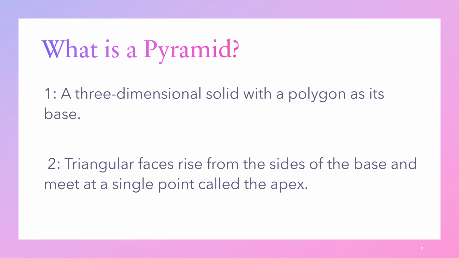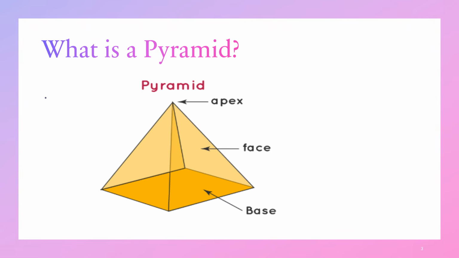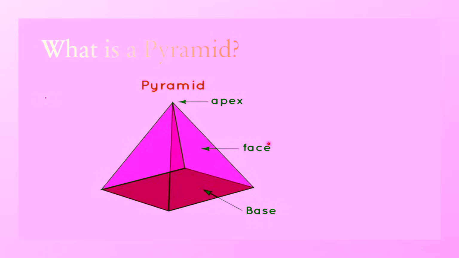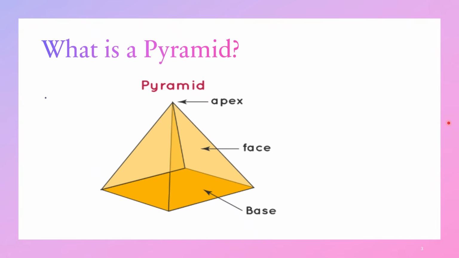What is a pyramid? It is a three-dimensional solid with a polygon as its base. Triangular faces rise from the sides of the base and meet at a single point called the apex. Okay, so this is the face of a pyramid. So we have here the parts: the apex, the face, and the base. Of course, we also have the height, right?